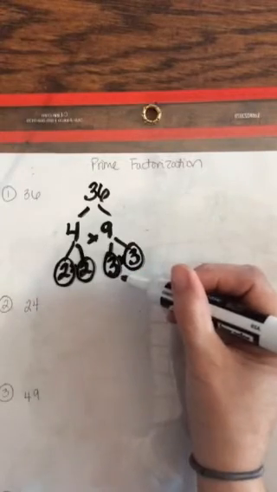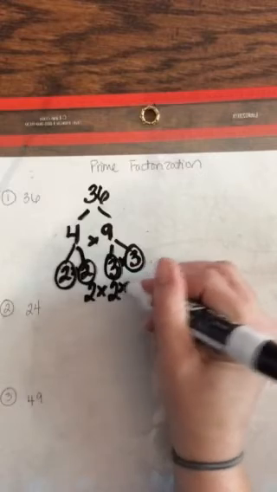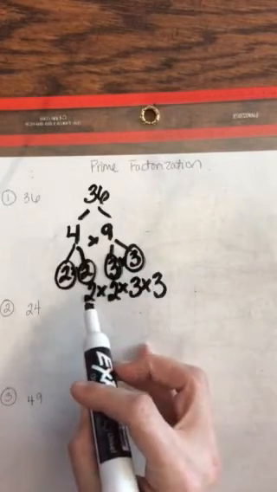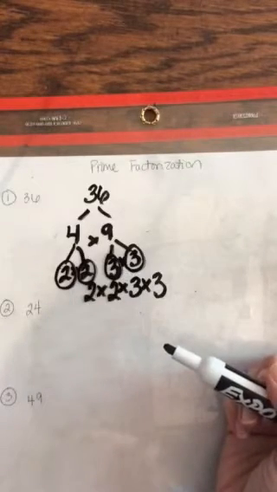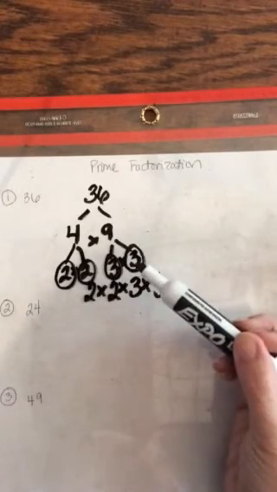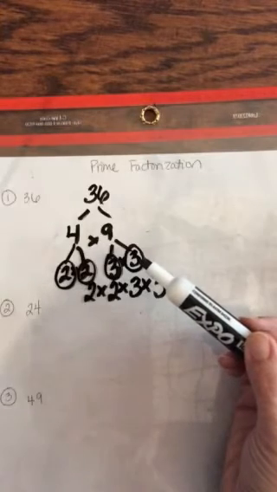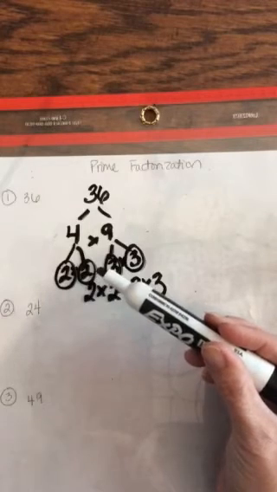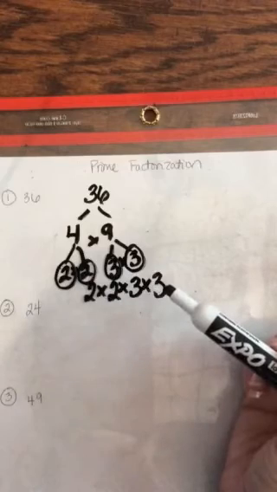Our prime factorization for 36 would be 2 times 2 times 3 times 3. We want to list them in order from least to greatest, and it just kind of worked out that our problem did that for us here. But you might have to do some rearranging. So notice that I circled these and I stopped because these were prime numbers. The only thing I can break 3 up into is 1 and 3, and the only thing I can break 2 up into is 1 and 2. Therefore, I know that this is my prime factorization.